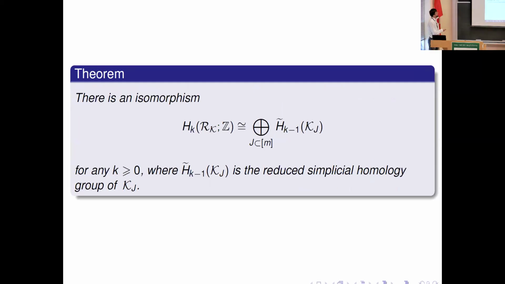There is an isomorphism for any k more or equal 0, where this is the reduced simplicial homology of the simplicial complex K.